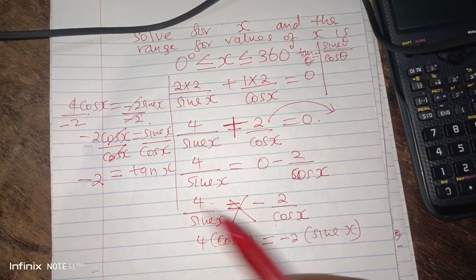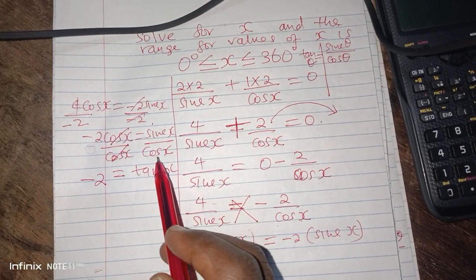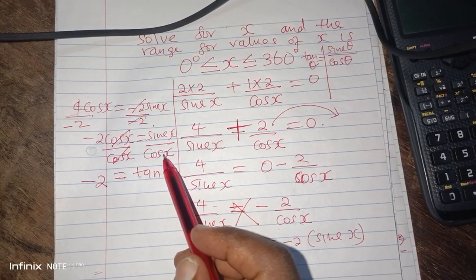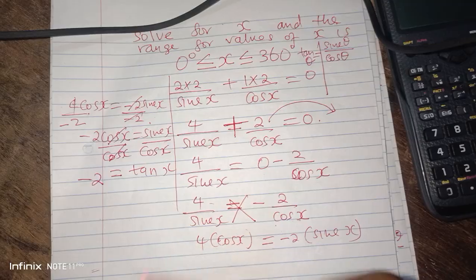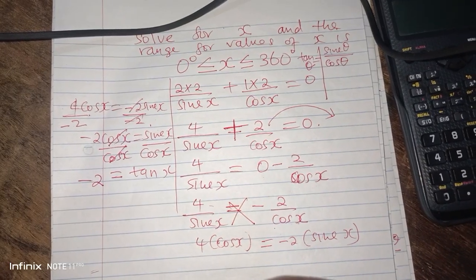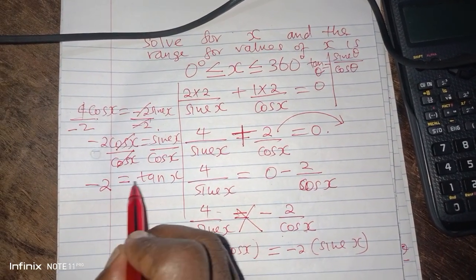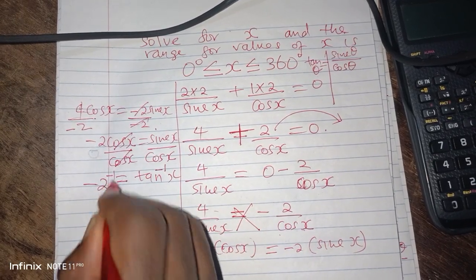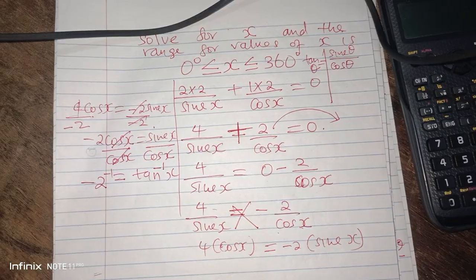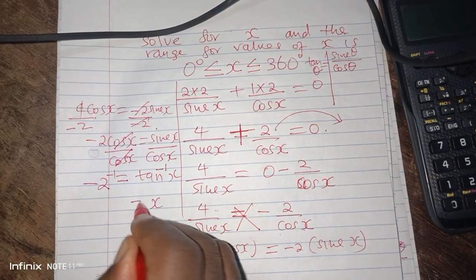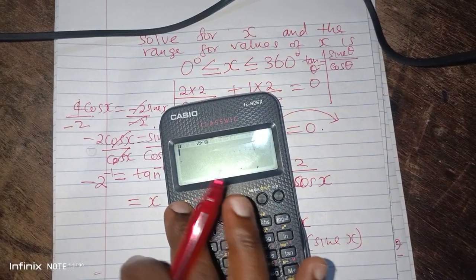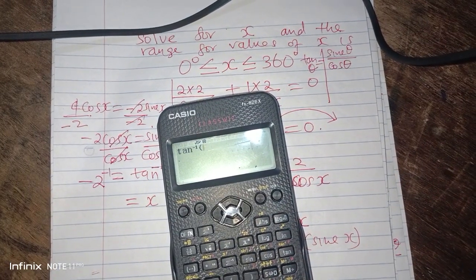Now, what I've used here is a particular trigonometric identity that says that the sine of a particular angle divided by the cosine of that same angle must be equal to the tangent of the same angle. So negative 2 is equal to tan x. How do I get x? I get the tan inverse. The tan inverse of that can give us x. So what is x? The tan inverse of negative 2. So shift tan negative 2.